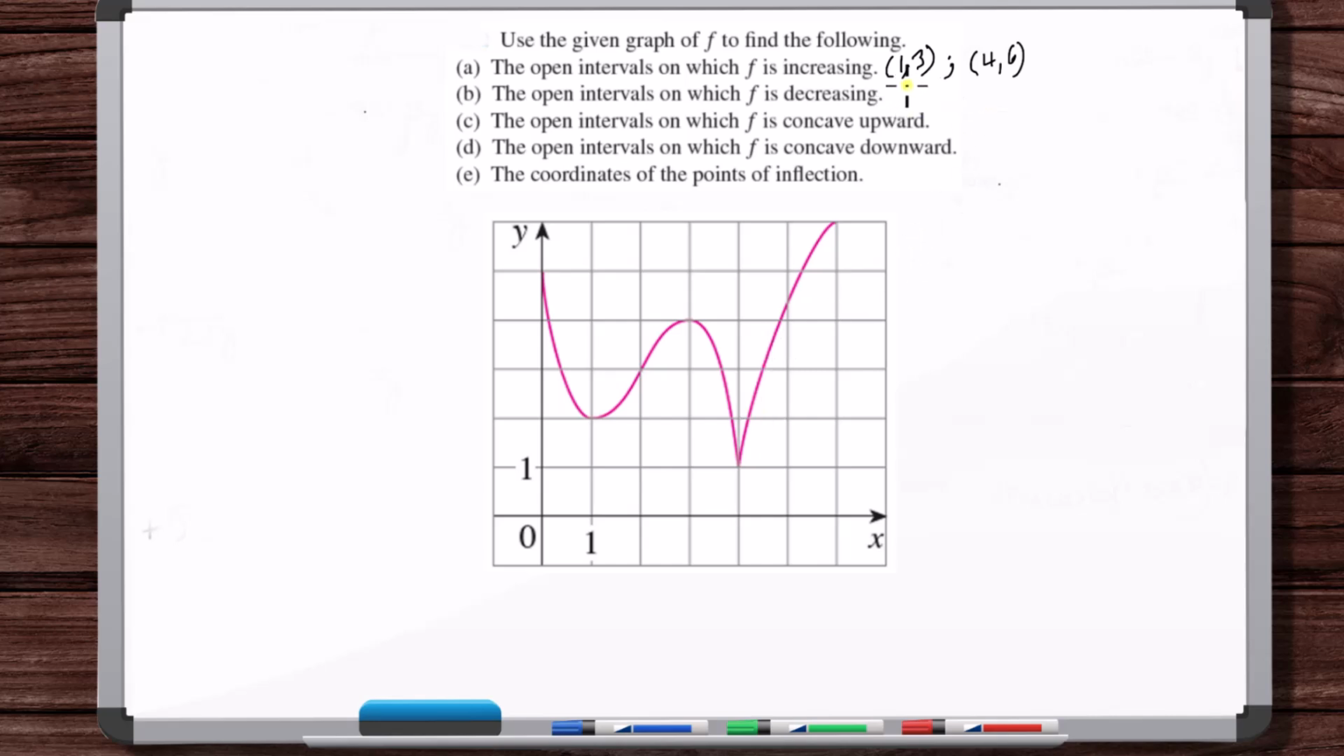Okay, so on what intervals is the function decreasing? From 0 to 1, and then from 3 to 4.